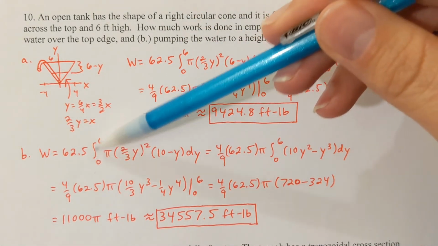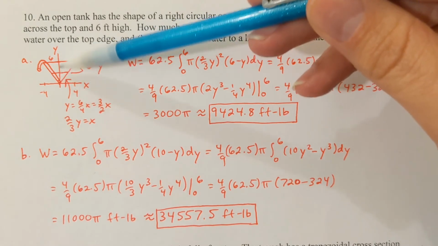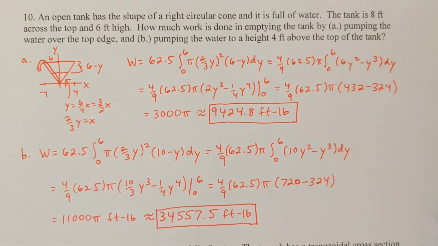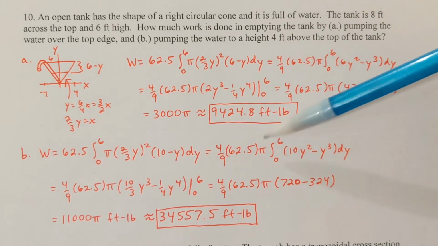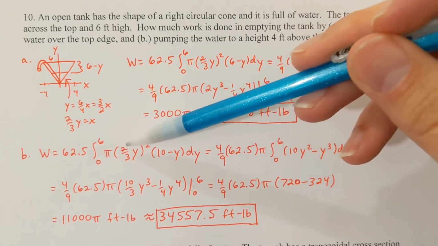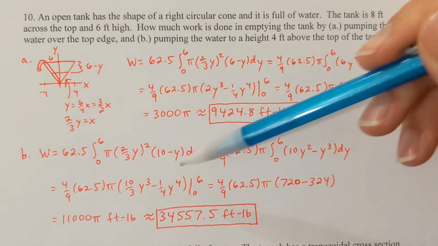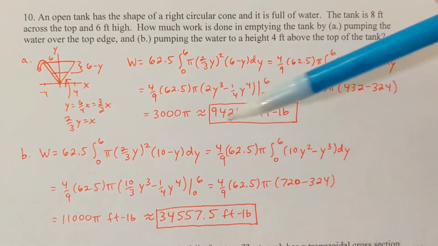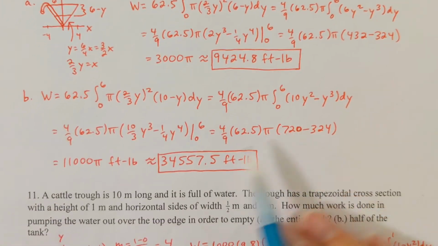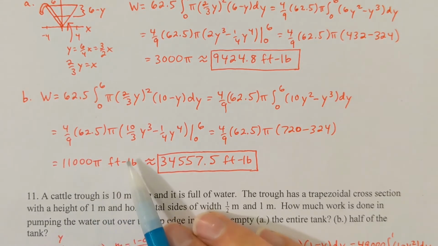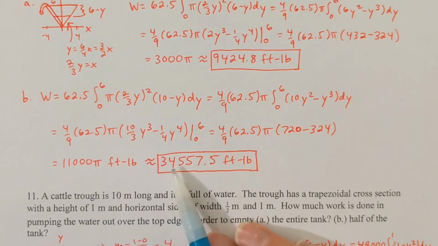Okay, my bounds, I'm going 0 to 6, would indicate that the tank is completely empty. You got 6 feet of water there. And we're going to empty the tank. So again, I've pulled the constant 4/9 pi out front, distributed y squared into the two terms, taken the antiderivative, and then I plug in my bounds, and I'm getting 11,000 pi foot-pounds is the exact answer, or roughly 34,557.5 foot-pounds if I go nearest one digit.